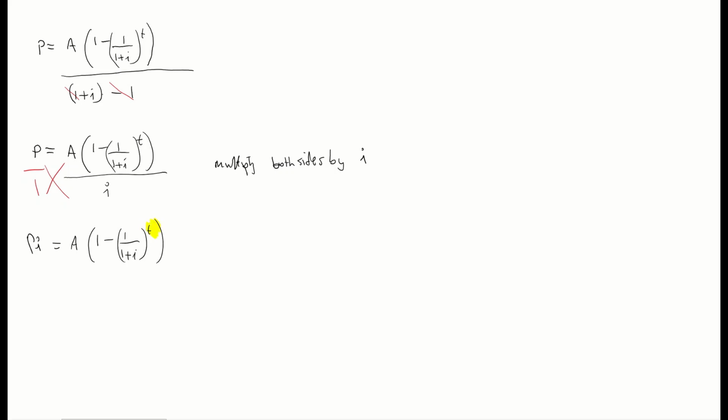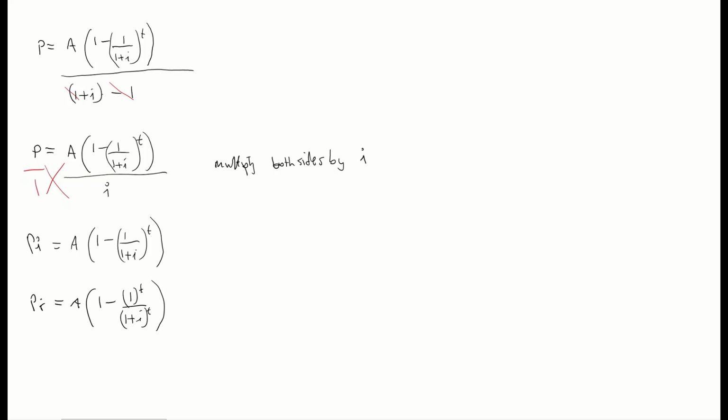So I'm going to page 21 on my log tables, and you can see in your log tables on page 21 that if you have a power to the top and the bottom of a whole fraction, it's the same as putting the power to the top and the bottom. So follow that rule from your log tables here. So pi is now going to be the same as a times 1 minus 1 to the power of t over 1 plus i to the power of t. So that rule is coming there from log tables page 21.